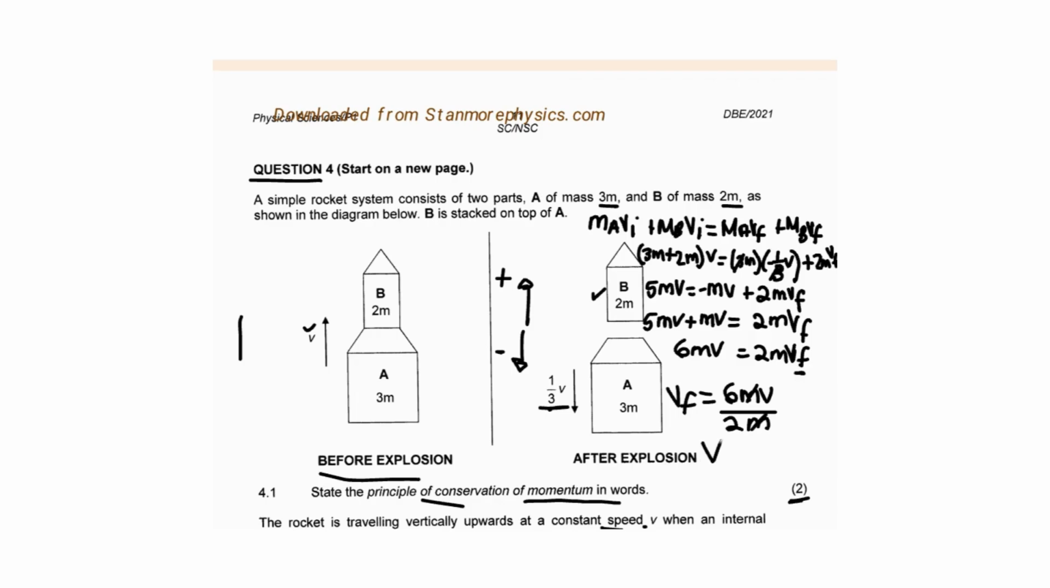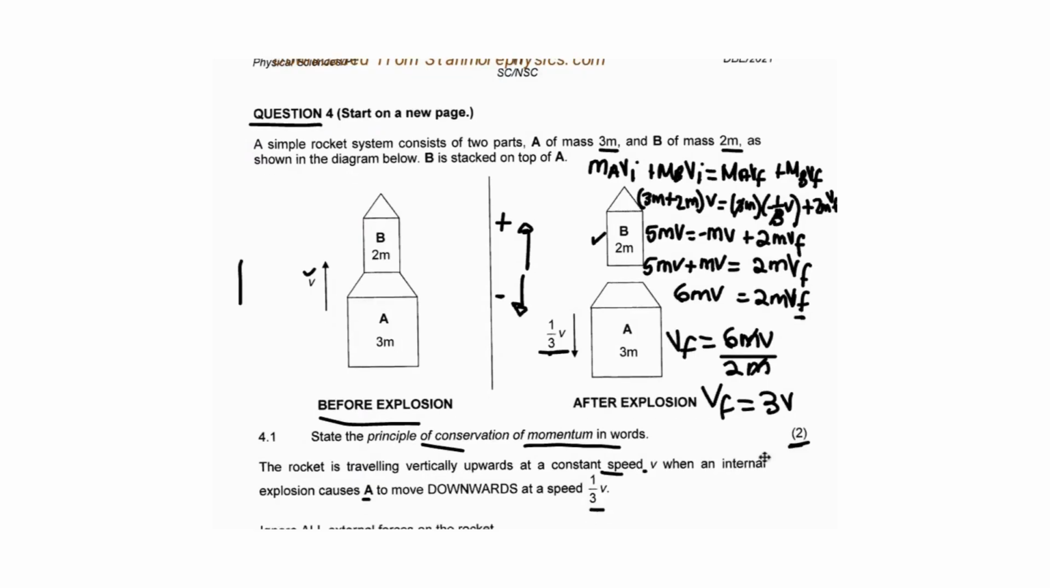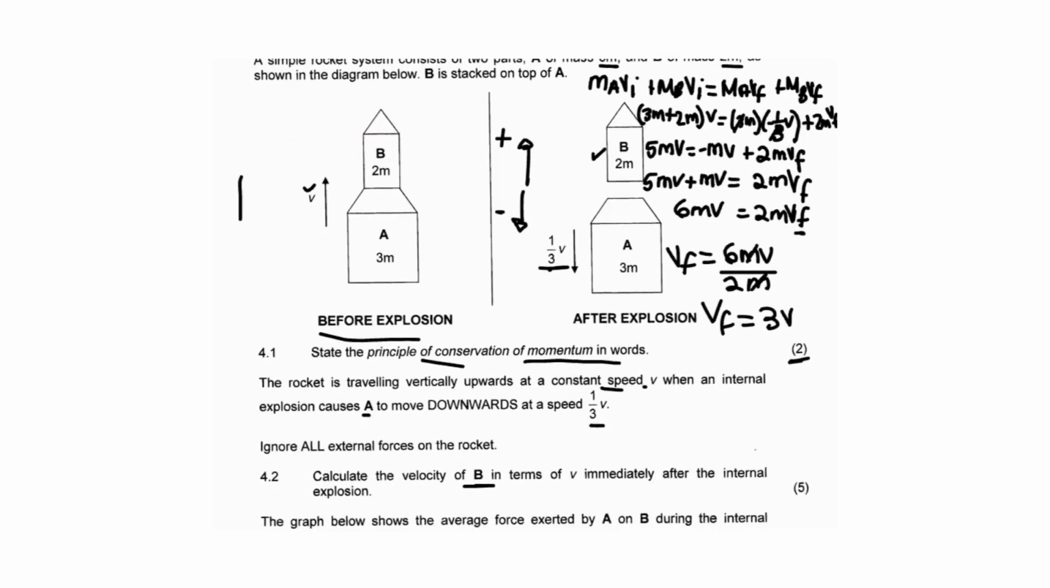6 divided by 2 is 3v. So that would be the velocity, because they said velocity, it means we also have to state the direction. Since B is going up after the explosion, we are going to say 3v meters per second upward. That is the full answer.